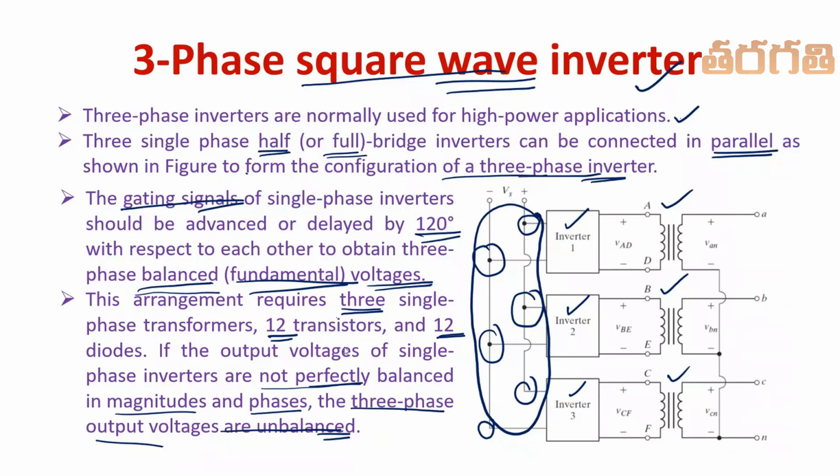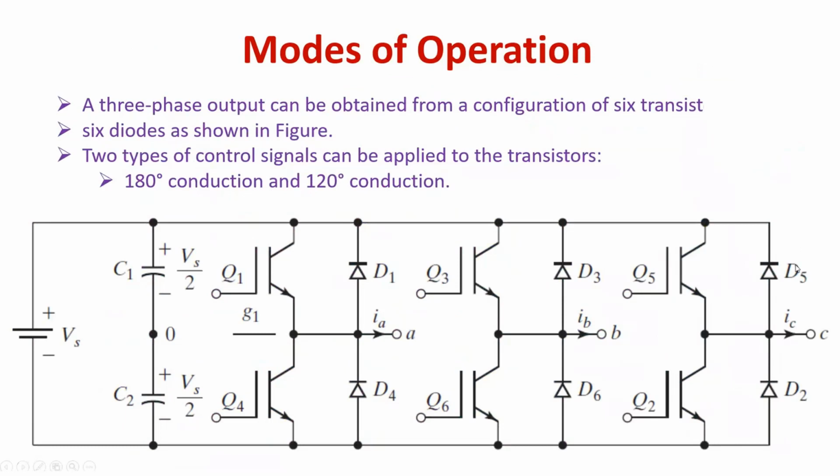Otherwise, there is a possibility that you can get unbalanced output voltages at the output terminals of the inverter. So there is a need for us to balance the output voltages. Okay. Next, we see what are the modes of operation.